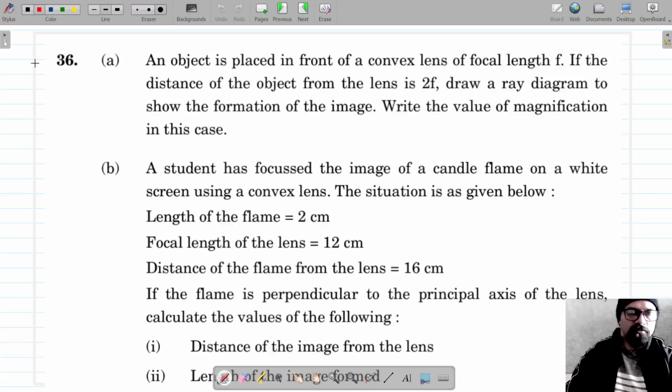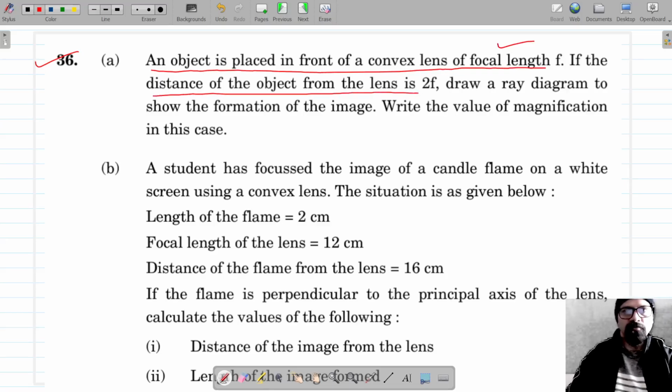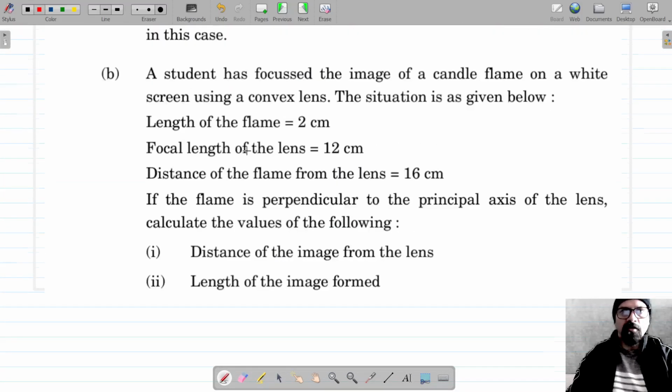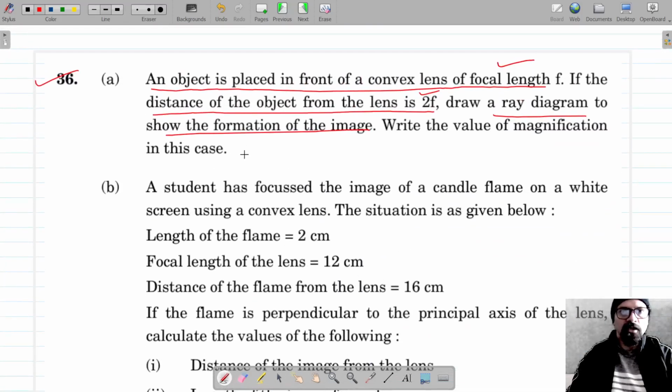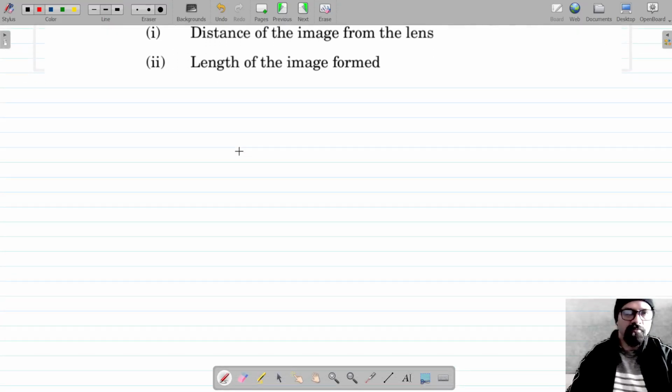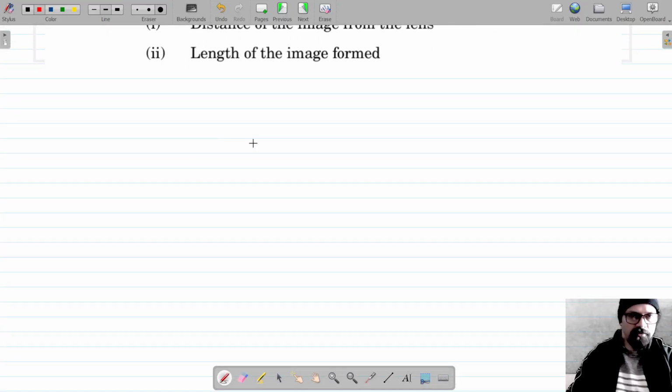Okay, for our next question, that is question number 36. It's given that an object is placed in front of a convex lens of focal length f, and if the distance of the object from the lens is 2f, we have to draw a ray diagram to show the formation of the image. Now, 2f means that the object is at a distance equal to the radius of curvature. That means the object is at the center of curvature. So the distance between 2f and the optical center is the radius of curvature. And we have to draw the ray diagram for this. So let's draw the ray diagram.